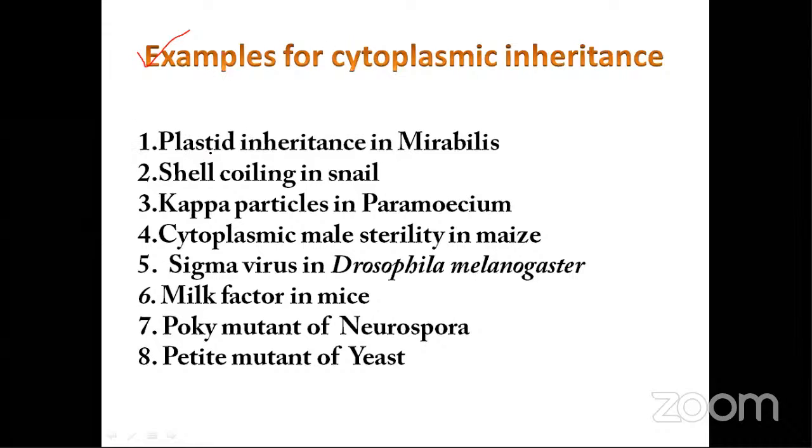First one is plastid inheritance in Mirabilis jalapa. You can see that is a type of cytoplasmic inheritance, and most of the plastids which are inherited, not only in Mirabilis jalapa but in other crops also, will be plastidial inheritance. Okay, that is by chloroplast. Next is shell coiling in case of snail. In garden snail, you will be seeing two types of coiling, left-handed coiling or right-handed coiling. Whatever coiling the snail will be acquiring will depend on the cytoplasmic inheritance.